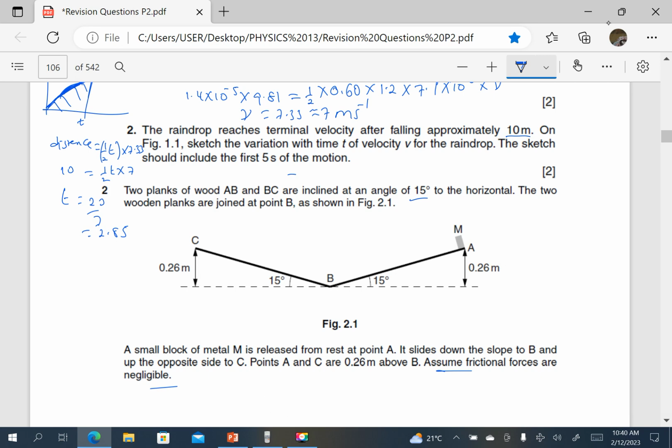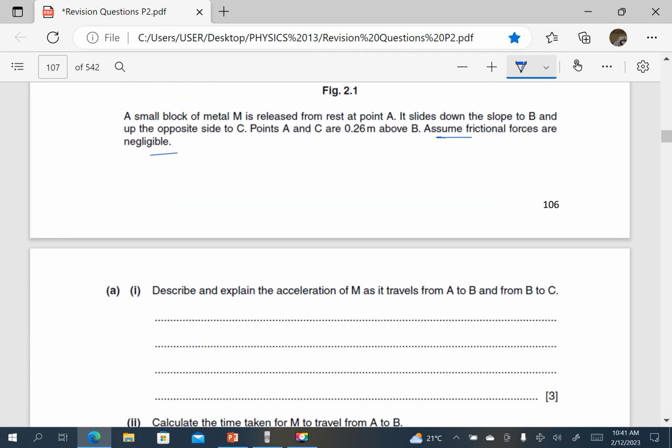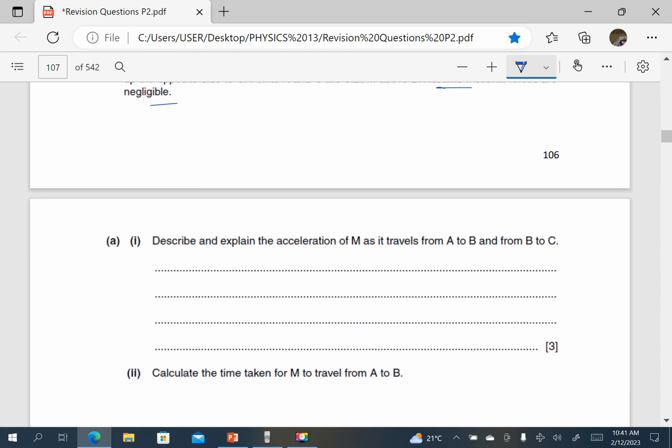Since air resistance is negligible, the acceleration from A to B is the same as from B to C, only that they will be in opposite directions. From A to B, the acceleration is towards B, downwards. From B to C, the acceleration is still towards B, downwards. So they are equal in magnitude, but in opposite directions. So we can say the accelerations from A to B and B to C have the same magnitude but are in opposite directions.